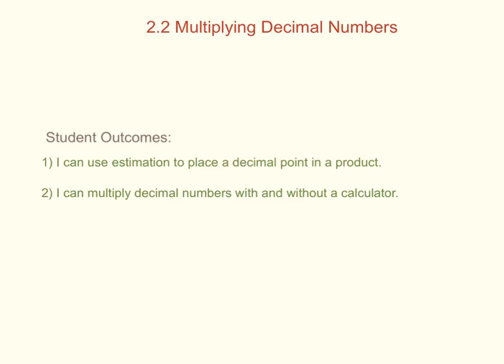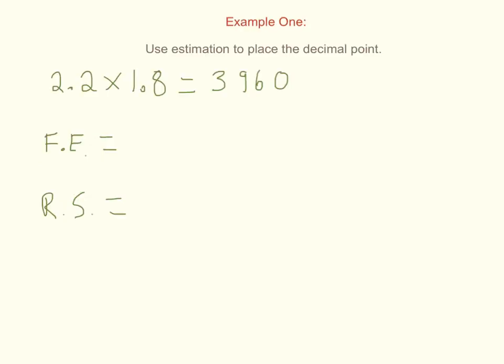Today we're looking at 2.2 multiplying decimal numbers. So our student outcomes for today are: I can use estimation to place a decimal point in a product, and I can multiply decimal numbers with and without a calculator. So let's take a look at our first example.